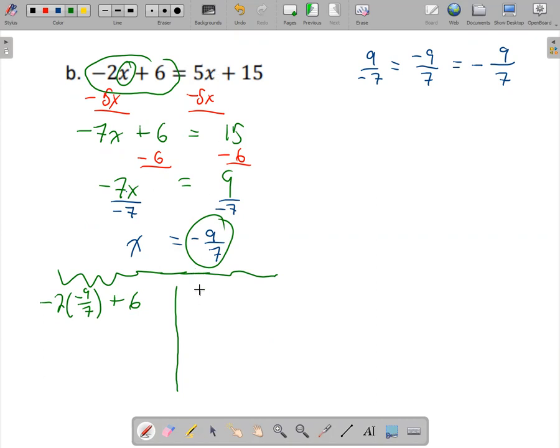Same thing on the other side. I want to know what is 5 times (-9/7) plus 15. So whip out your calculator. We're hoping this side and that side match. So this is just the check. I don't know if I'm right. It's an educated guess at this point.